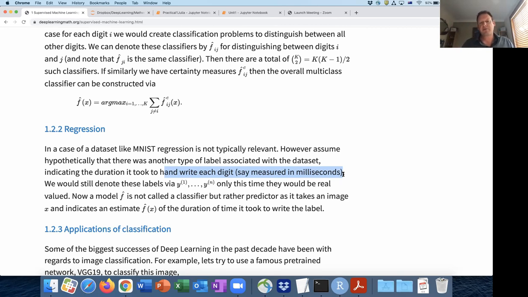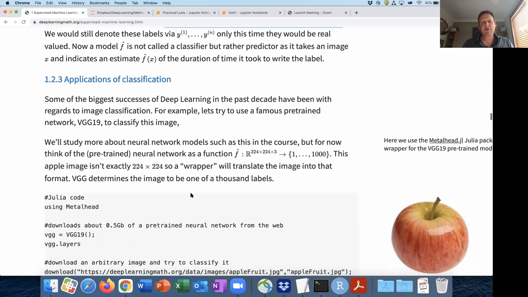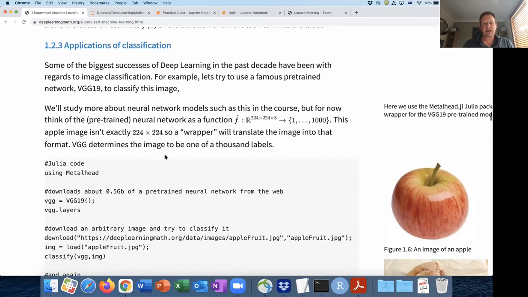So a regression problem would be, given the image, predict how long it took to write it. Okay, so applications of classification. So now we get back to this type of thing that I've shown you before.